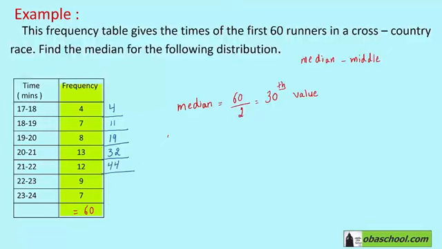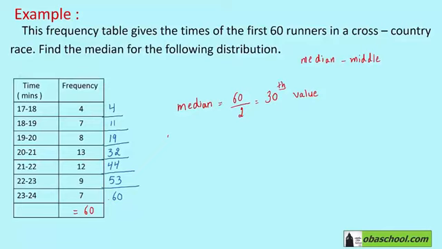32 plus 12 is 44. 44 plus 9 is 53. 53 plus 7 is 60. But we are looking for the median right here. And as I've said before, the median is the 30th value. So keep looking through the extra column where the 30th value is.